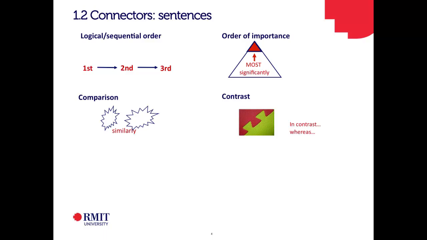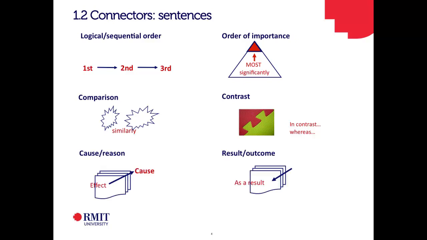Conversely, we may want to point to the differences between two statements using words such as whereas, although, in contrast, or conversely. Then there are the cause and effect or effect-cause chains. When we want to identify a cause or reason for a situation, we use words such as because. And when we want to focus on the outcome of a set of actions, we use connectors like as a result or consequently.